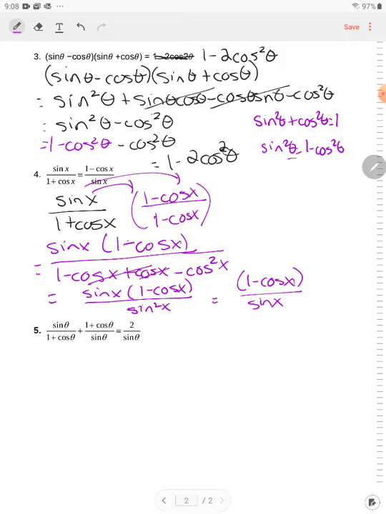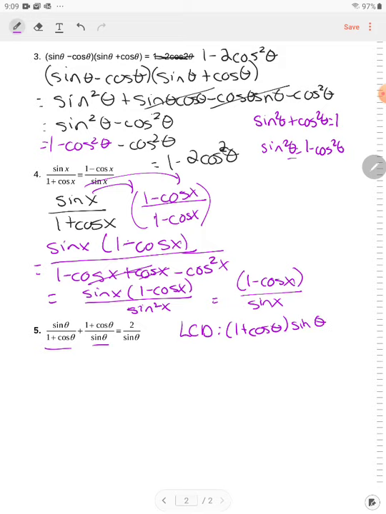Okay, number 5 is fractions. So if you recall, we have to have a common denominator. We call it the least common denominator. So we want the smallest denominator that both denominators of the fractions go into. Notice these are different. So your LCD is 1 plus cosine times sine.